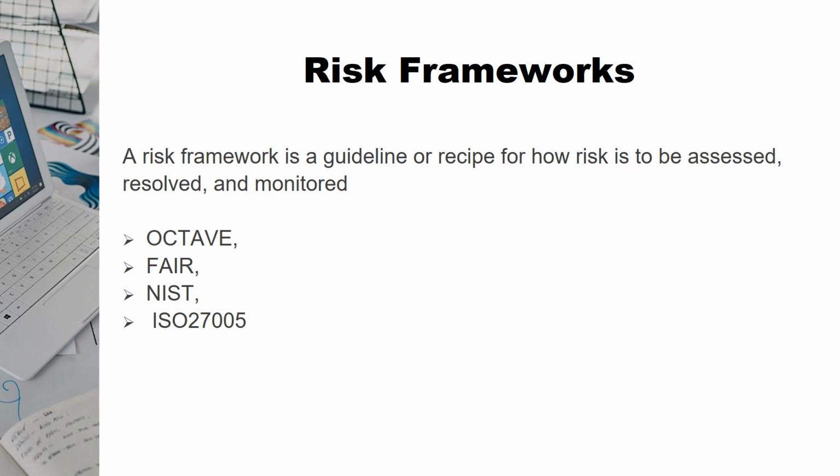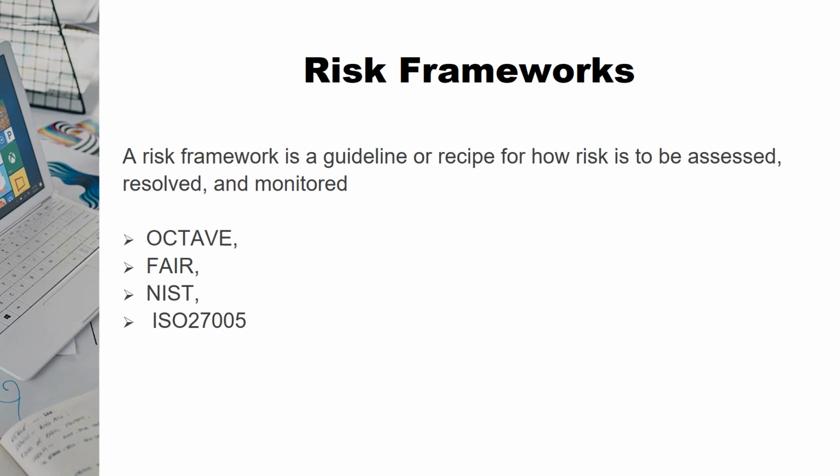Then there is the NIST Risk Management Framework. This was developed by the U.S. National Institute of Standards and Technology and is a comprehensive process that integrates security and risk management activities into the system development lifecycle. The framework consists of several steps: categorizing information systems, selecting appropriate security controls, implementing those controls, assessing their effectiveness, authorizing system operation, and continuously monitoring the system for new risk.